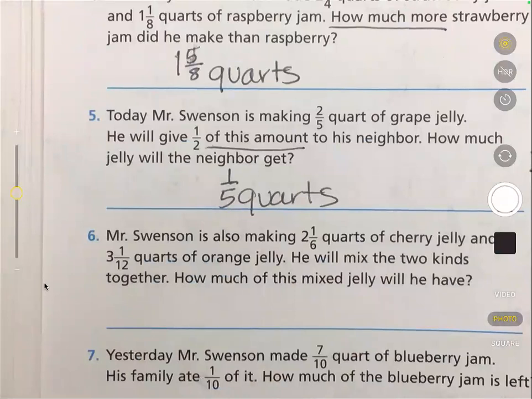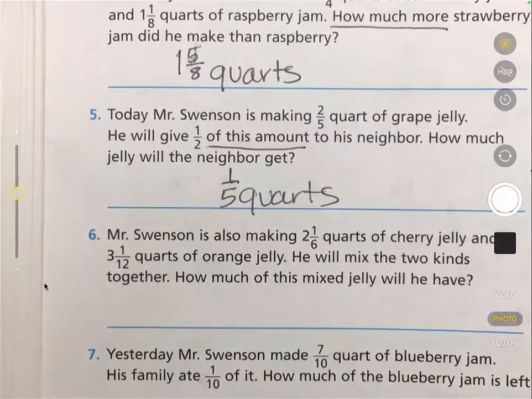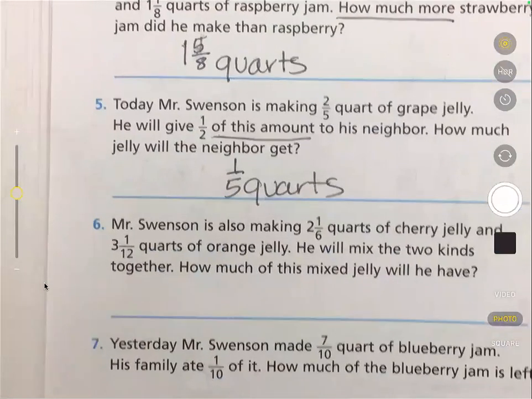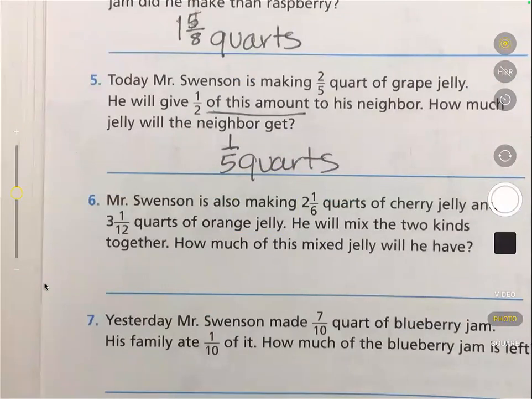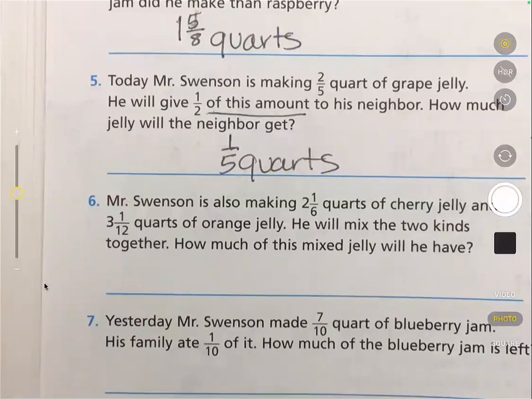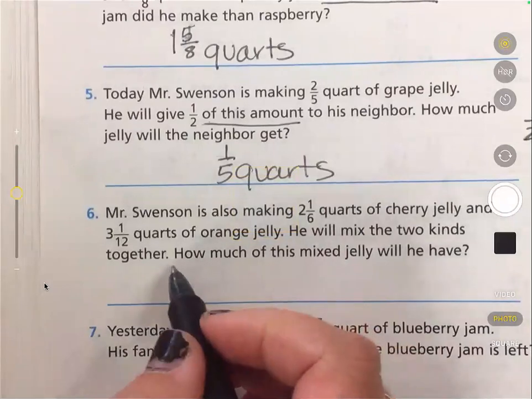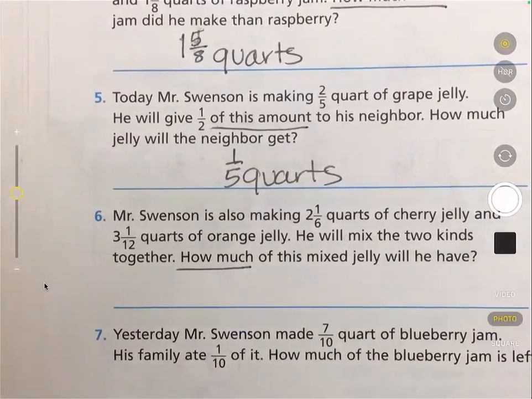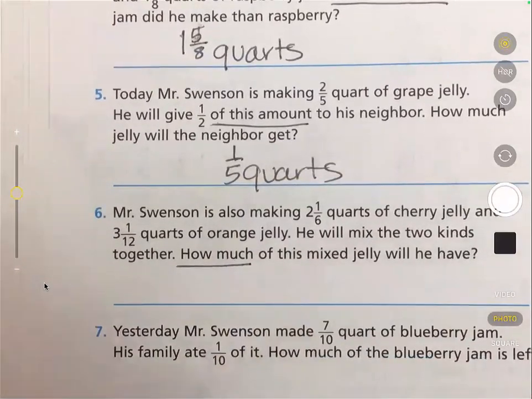Jaslyn, do you want to read number 6? Sure. Mr. Swenson is also making 2 1/6 quarts of cherry jelly and 3 1/12 quarts of orange jelly. He will mix the two kinds together. How much of this mixed jelly will he have? All right. Add, subtract, or multiply? Add. Adding, yep, because we're trying to figure out how much he's going to have all together when he mixes them together. This Mr. Swenson is really into making jelly.